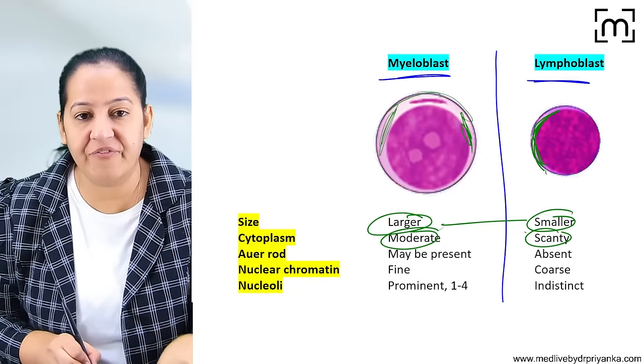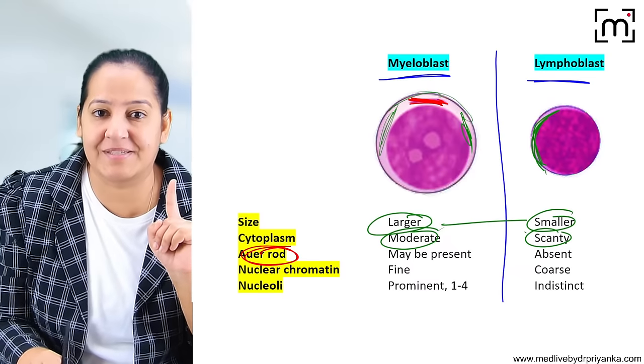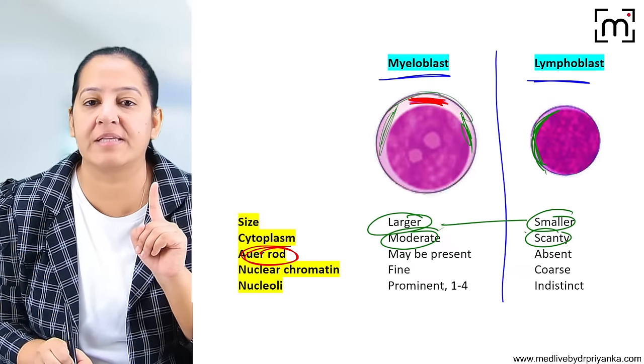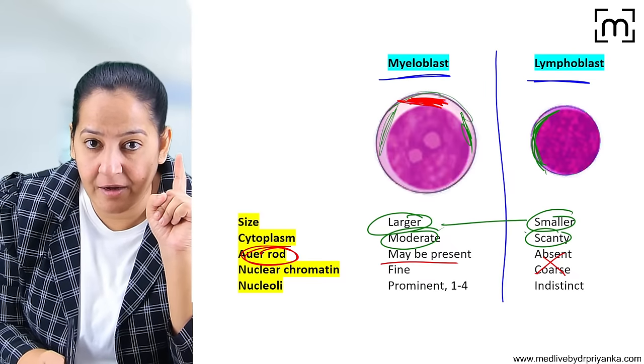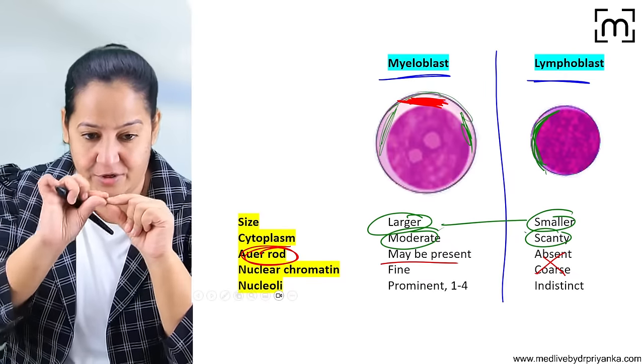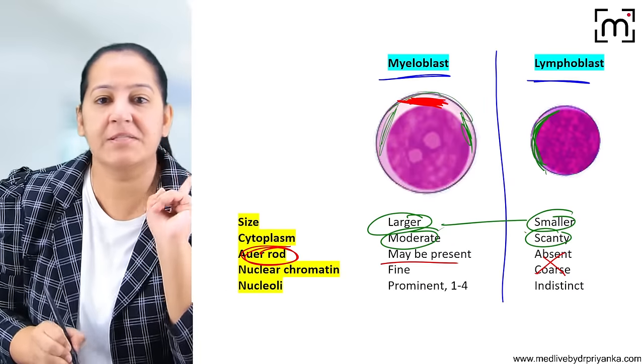The most important difference here is the iron rod. Here iron rods may be present. Not always, but you can find the iron rods. Here iron rods are always absent. Iron rod is a red-colored rod-like thing, which is a concentrate of the granules. The granules aggregate and form a rod-like material, which is known as iron rod.